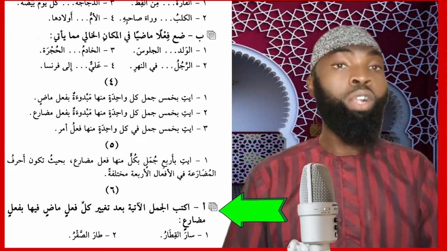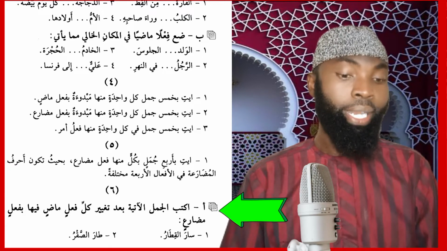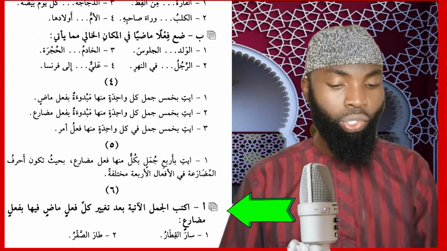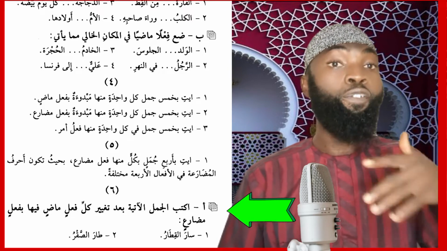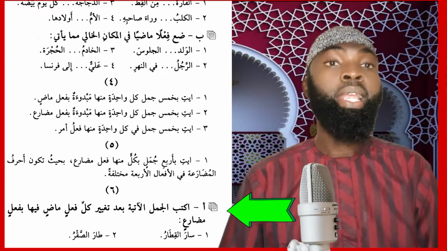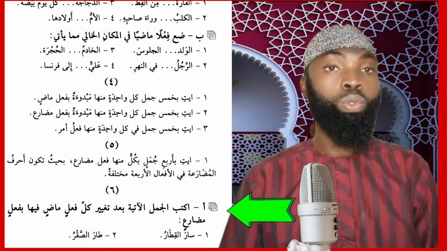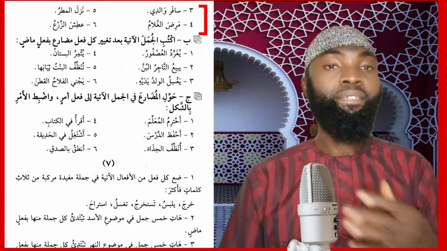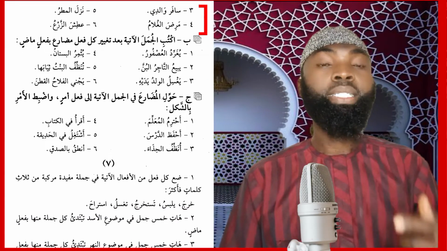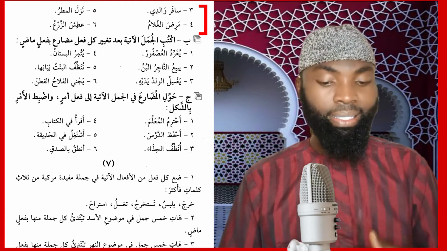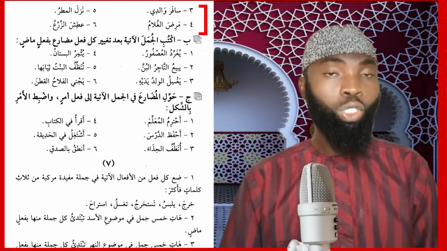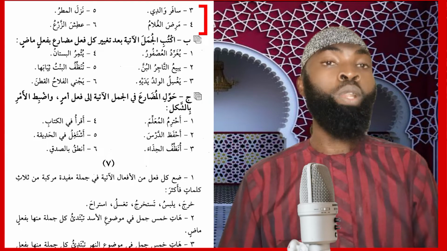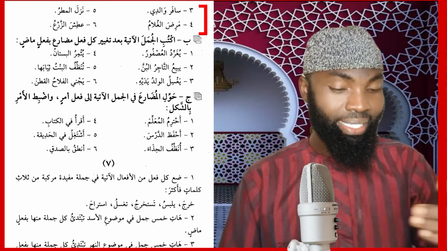Number 1, we have sarul kitaru. The train moved. We can say yasirul kitaru. Number 2, tara sakaru. The hawk flew. Past tense. We can say yatiru sakaru. The hawk is flying. Number 3, safara walidi. My father traveled. In the present, we can say yusafiru walidi. My father is traveling. Number 4, maridul gulamu. The boy was sick. Now we can say yamuradul gulamu. The boy is sick. He is still sick.